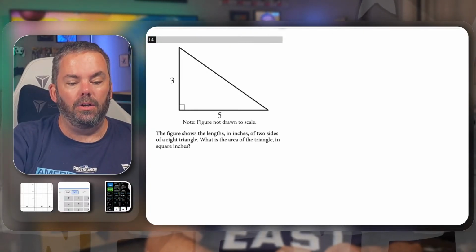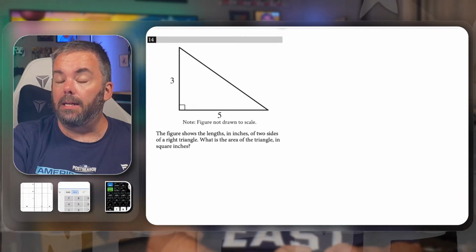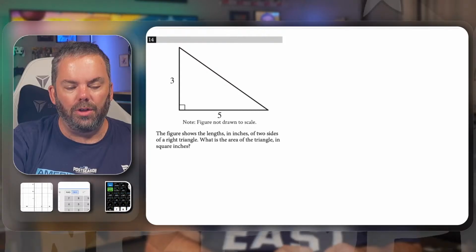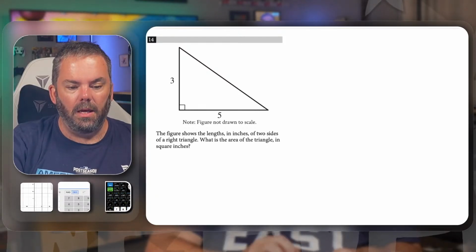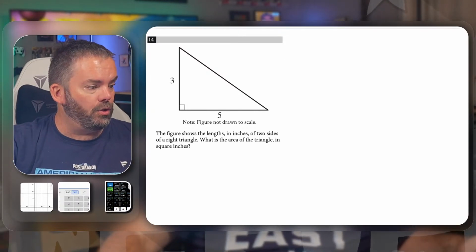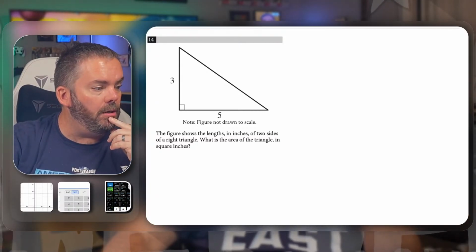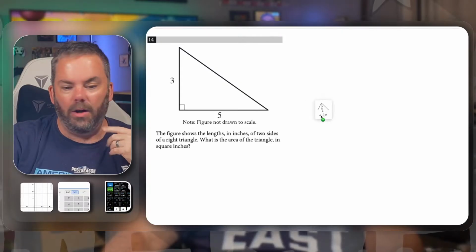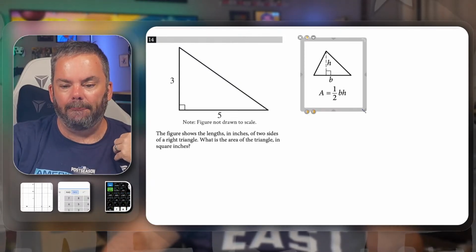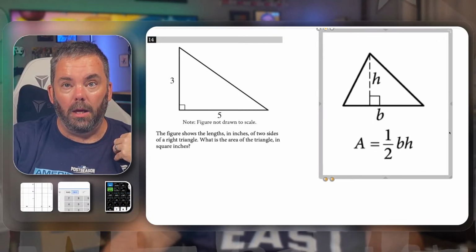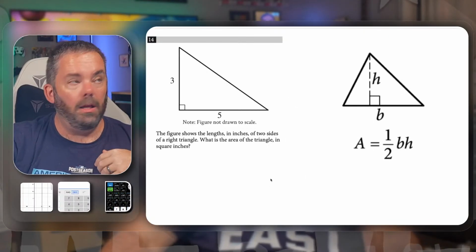All right, here's another one, non-multiple choice. This figure shows a right triangle, so you might get excited. You might say Pythagorean theorem. Let's make sure that we answer this question, though. It says, what is the area of the triangle in square inches? So I'm going to go to my reference sheet. I'm grabbing where it gives us the area of a triangle. And there it is. In the area of a triangle, we know the formula is 1/2 base times height.